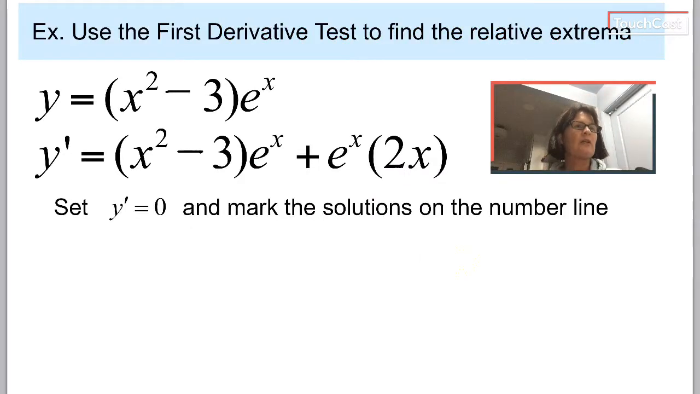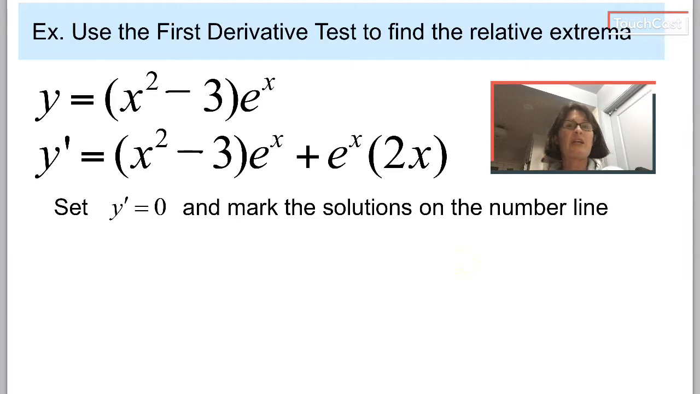All right, so here's another example. We're going to use the first derivative test. Remember, relative extrema are relative minimums and relative maximums. And we can tell with the first derivative test about relative extrema by examining the first derivative, checking for where it changes sign. If it changes from positive to negative, I have a relative maximum. If the first derivative changes from negative to positive, I have a relative minimum.